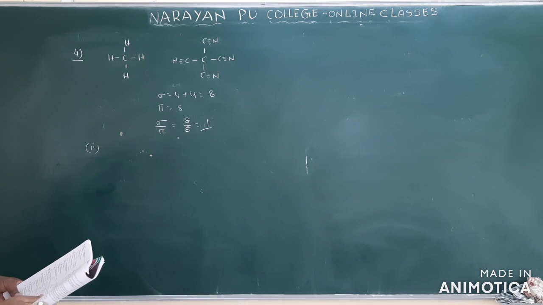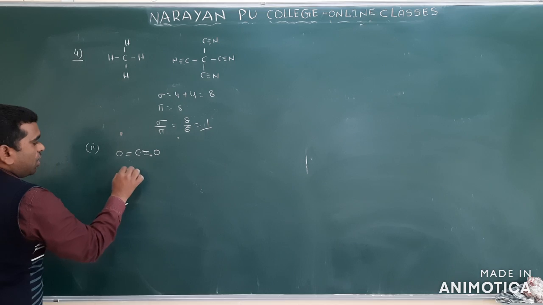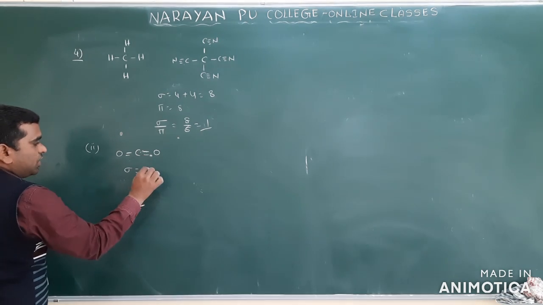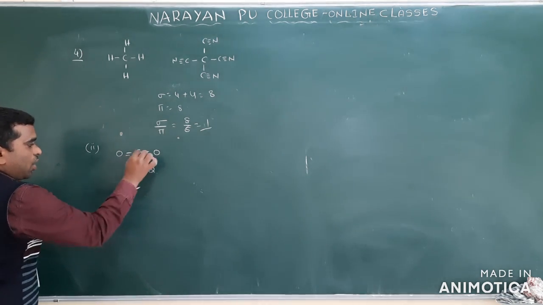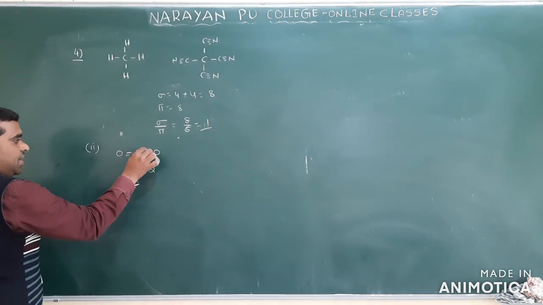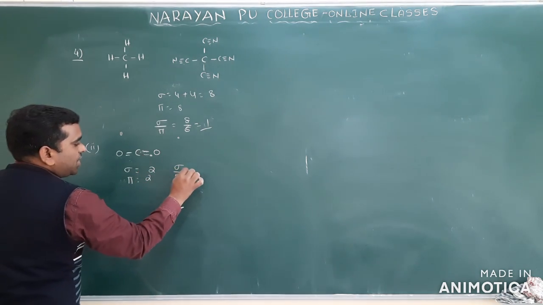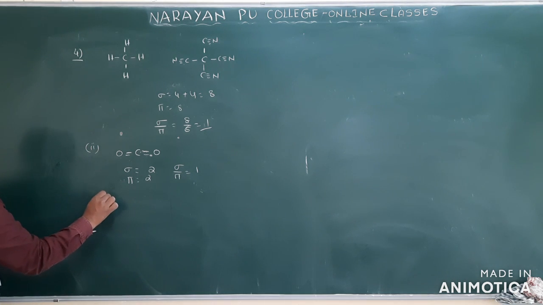Second one, carbon dioxide. Carbon dioxide means CO2. You already know the structure. How many sigma bonds are there? 1, 2 sigma bonds. And how many pi bonds are there? 1 double bond means 1 sigma, 1 pi. Here pi and here pi. 2 pi. What is the sigma by pi ratio? 1. And next one, third one.